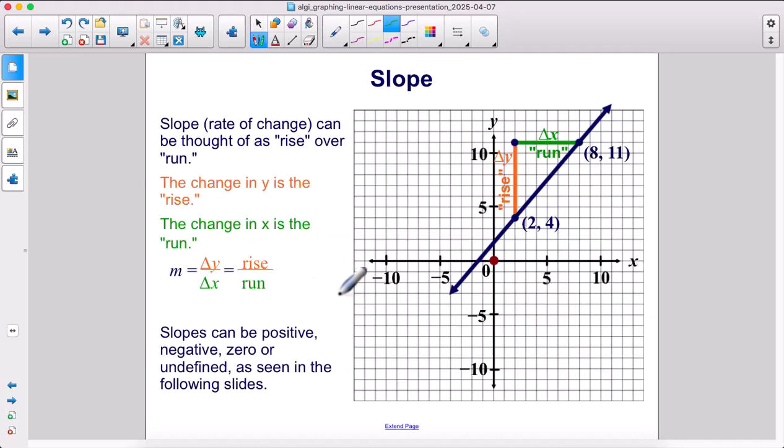Slope, or rate of change, can be thought of as rise over run. The change in y is the rise. We go up, right? We rise. And then we go across. We run across. The change in x is the run. So the slope would be change in y over change in x, which is rise over run. Slopes can be positive, negative, 0, or undefined, as seen in the following slides.